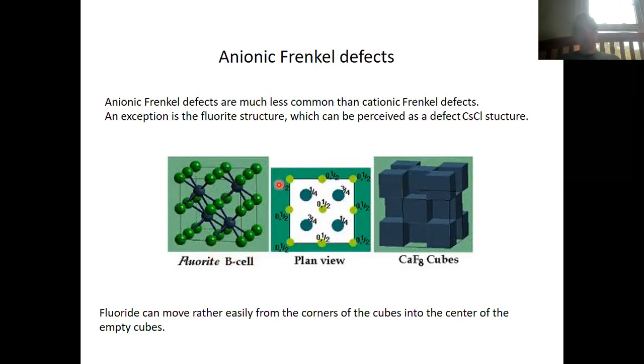Okay, the fluorite cell is depicted here again, and the fluorite cell has the advantage that it shows clearly that the fluorite structure can be considered to be a defect cesium chloride structure. Okay, so we see here that the calcium ions are surrounded by the fluorines in a cubic fashion. Okay, but only 50% of these cubes are occupied by calcium ions. Okay, you see this here more clearly.